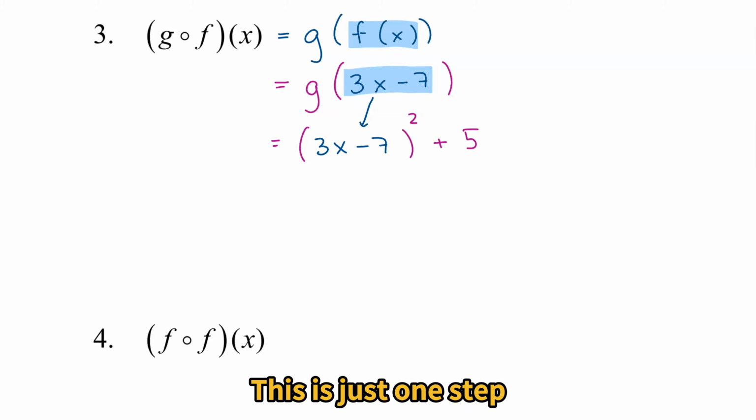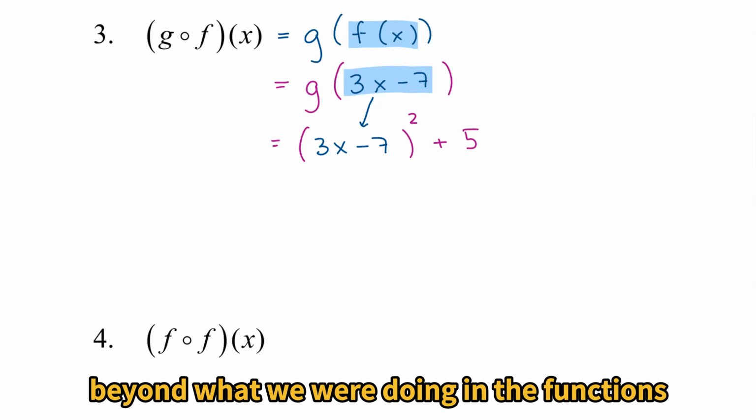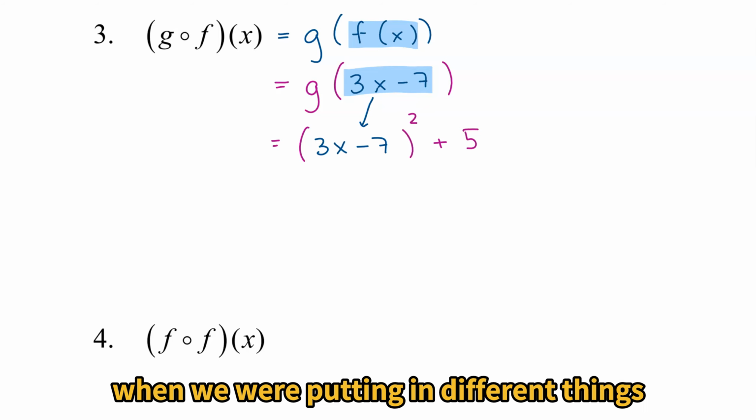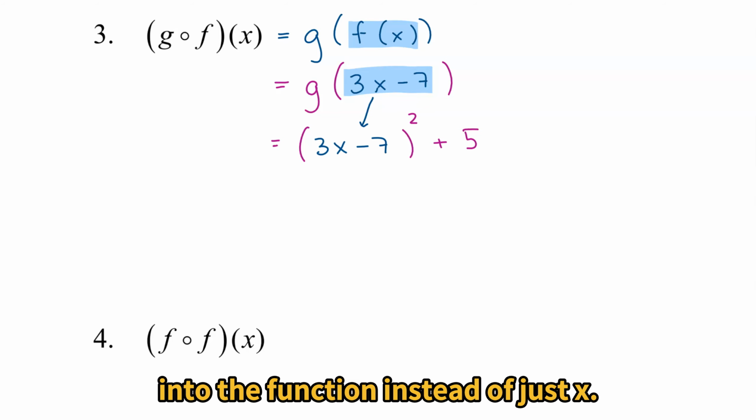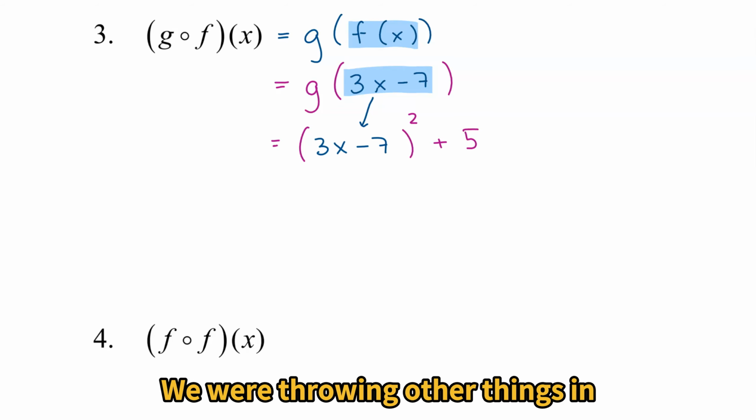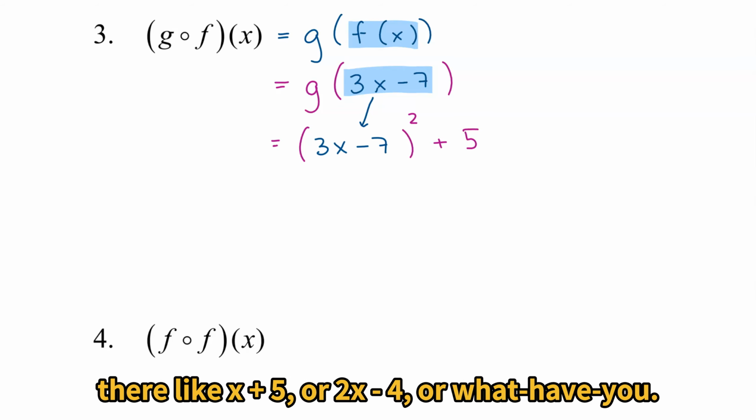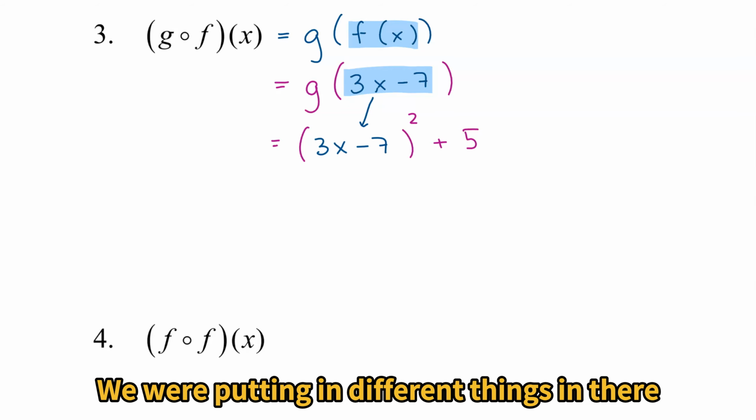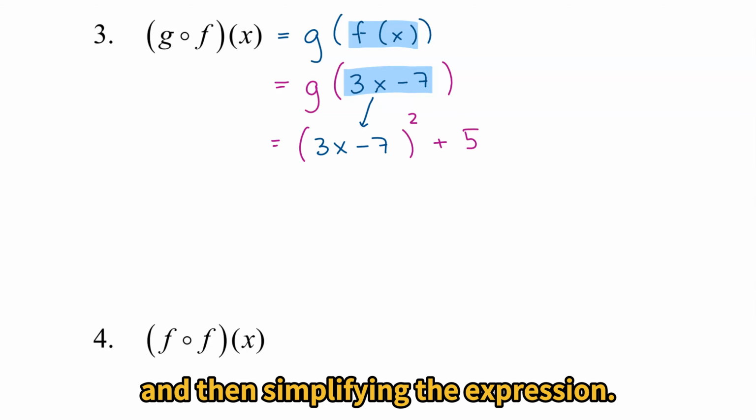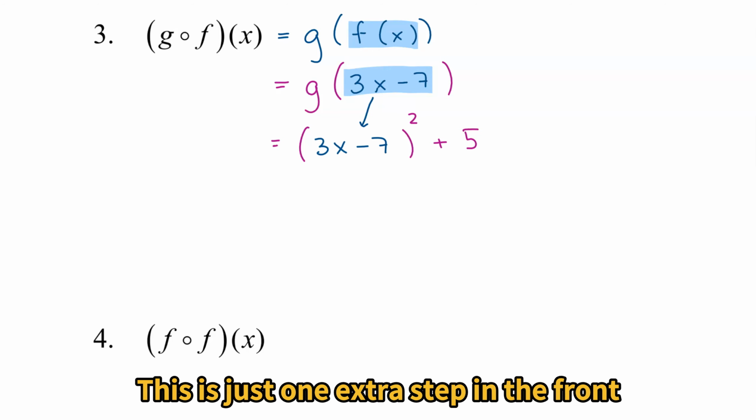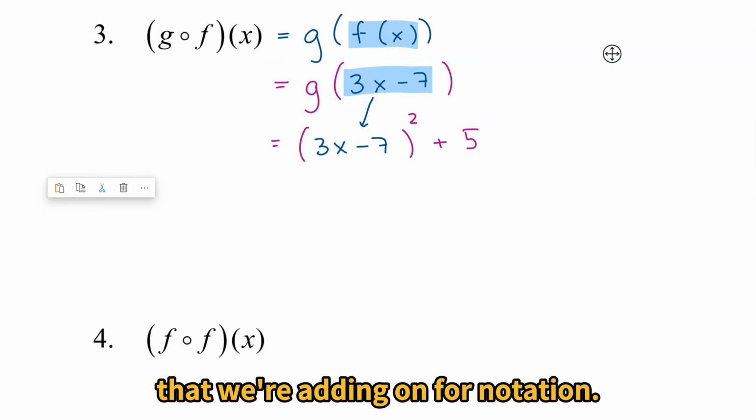This is just one step beyond what we were doing in the functions chapter, chapter 16, when we were putting in different things into the function instead of just x. We were throwing other things in there like x plus 5 or 2x minus 4 or what have you. We were putting in different things in there and then simplifying the expression. This is just one extra step in the front that we're adding on for notation.